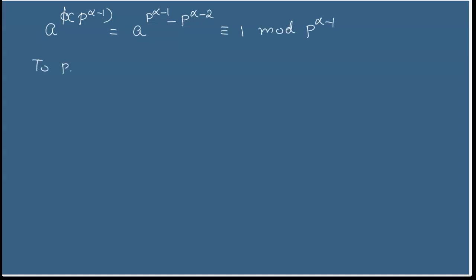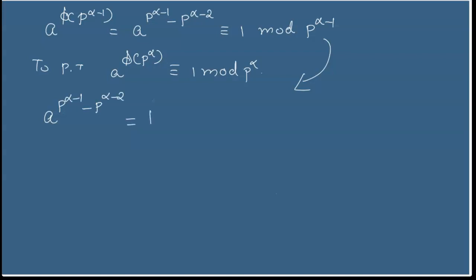We need to show that A raised to phi of P raised to alpha is also congruent to 1 modulo P raised to alpha. From this congruence relation, we have A raised to P raised to alpha minus 1 minus P raised to alpha minus 2 is equal to 1 plus a multiple of P raised to alpha minus 1, since the LHS is congruent to 1 modulo P raised to alpha minus 1.